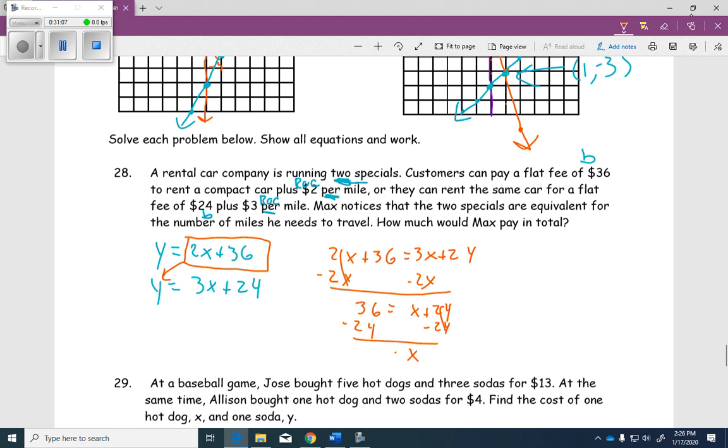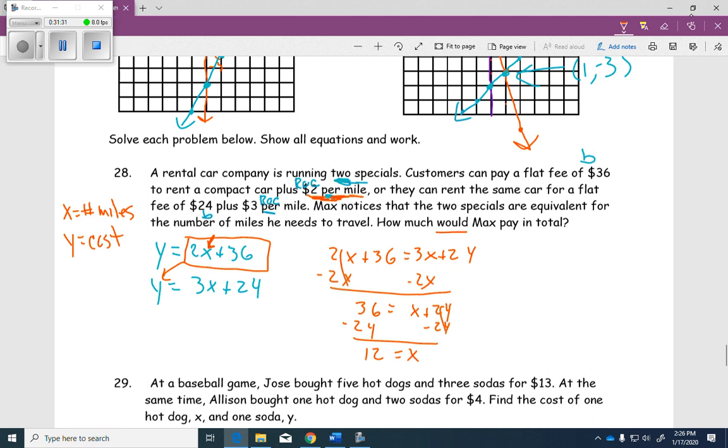Which gives me x equals 12. But you have to be careful what your x stands for. X is right here in front of that 2. Here, $2 per mile. So my x equals the number of miles. My y equals the cost.